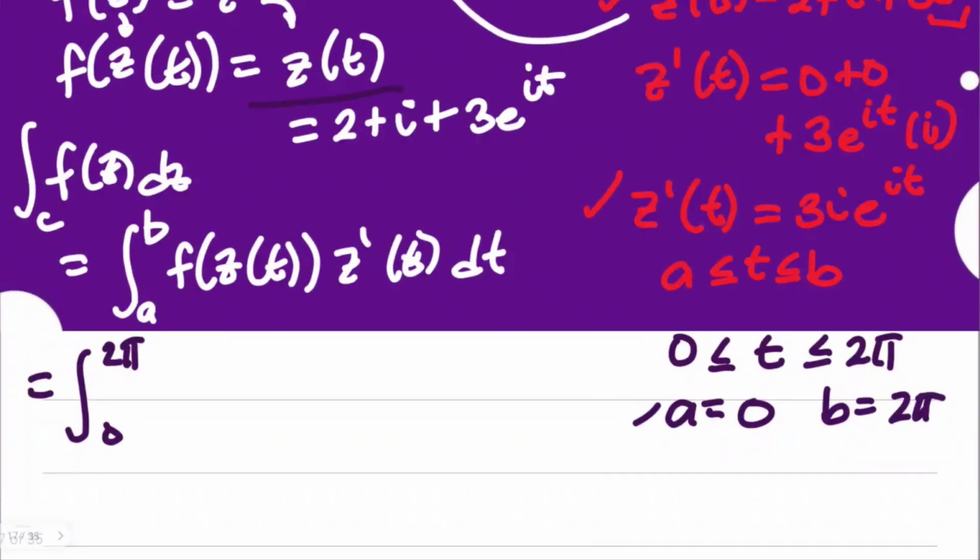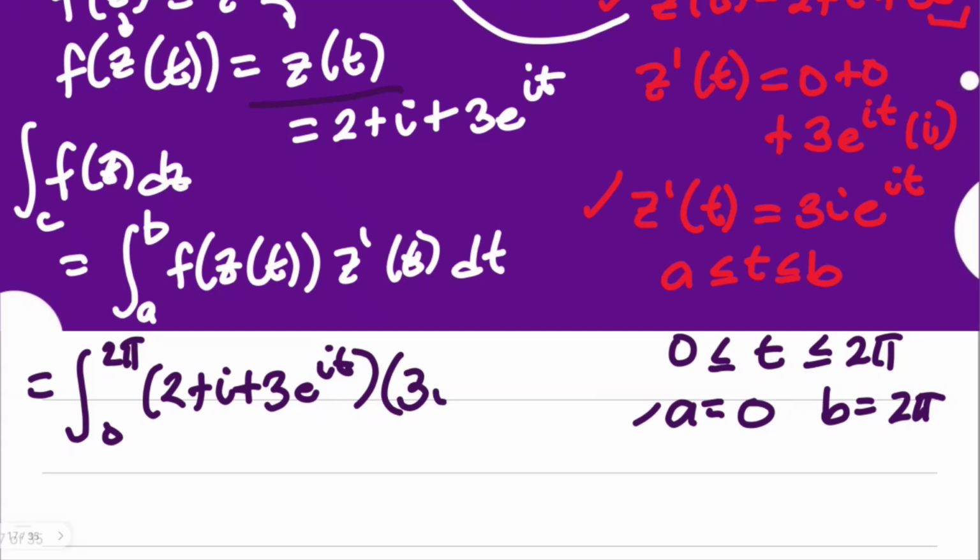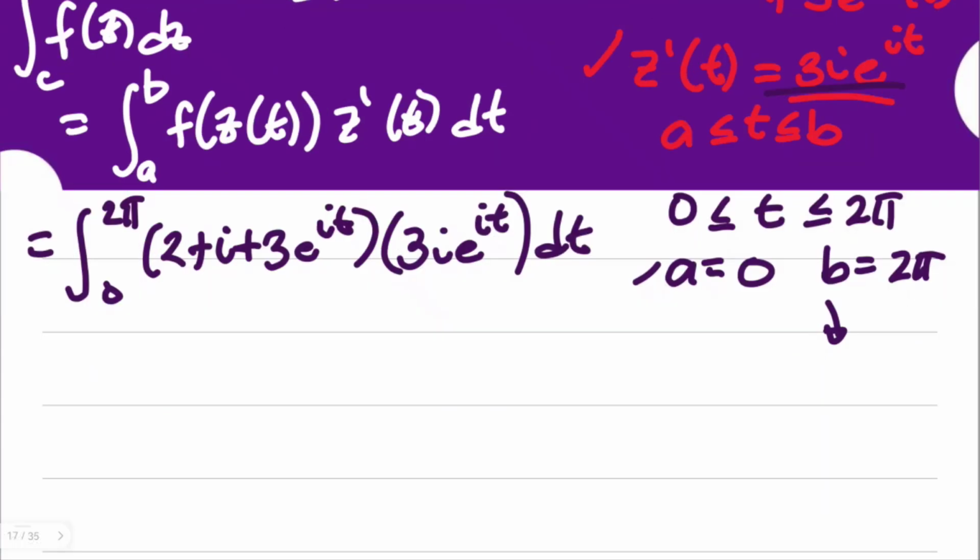So we'll have here 2 plus i plus 3e to the power of it. Our first derivative is identified as 3i e to the power of it, this one here, then you have here dt. Now you can apply any method that you want. I would like to take this out because it's a factor that could stand as a constant. It doesn't have any t as a factor. So you have here 3i.